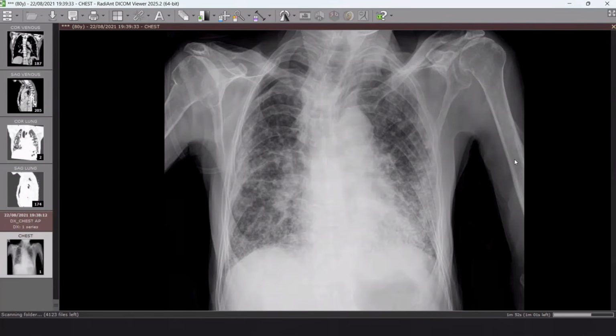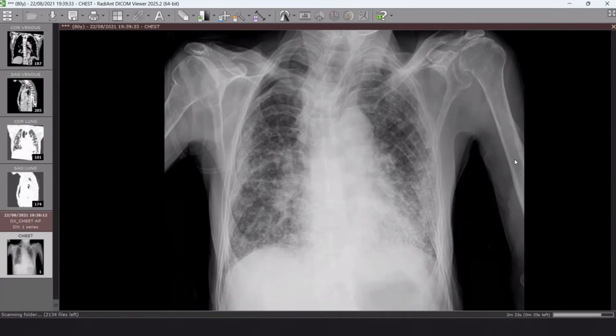No, I can't detect anything. Can you check? The mediastinum is slightly widened. Okay. What else? Can you check the lung ABCs? There is opacity in the left apex.